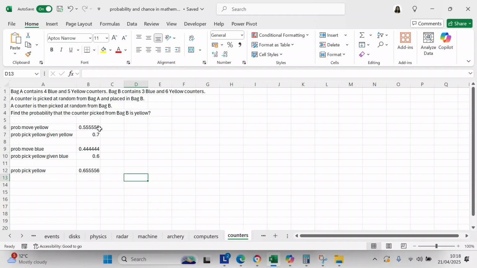So we've got the probability that the move is yellow equals 5 divided by 9. And the probability that you pick yellow, given yellow, is 7 divided by 10. So you've got the probability the move is blue is 4 divided by 9. And the probability you pick yellow, given blue, is 6 divided by 10. And the probability that you're going to pick yellow is B7 times B6 plus B9 times B10. And so you have 65.56%.